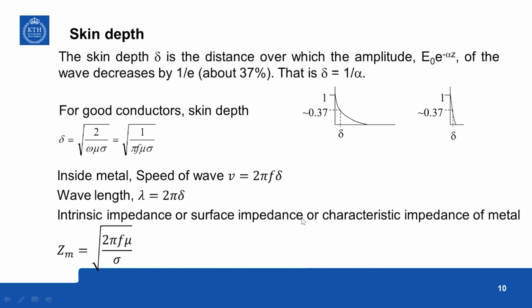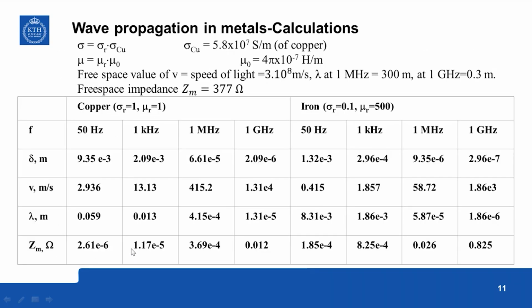So intrinsic impedance or surface impedance or characteristic impedance, you can call it by any of these three names. The intrinsic impedance of metal equals the square root of 2 pi f mu by sigma, the conductivity. So let's just do some calculation. I have done all this calculation and presented it in the form of a table here, and want to point out some of the properties.